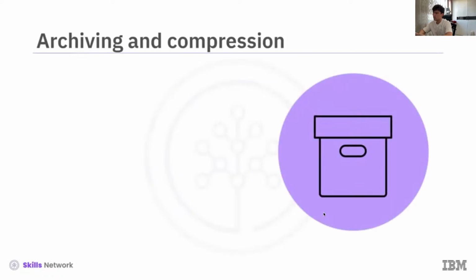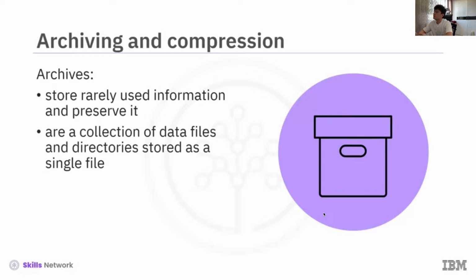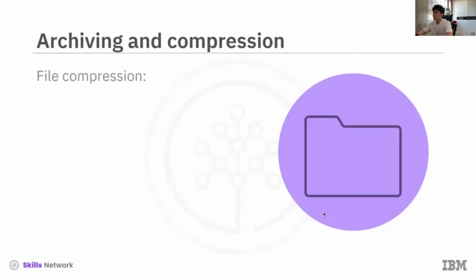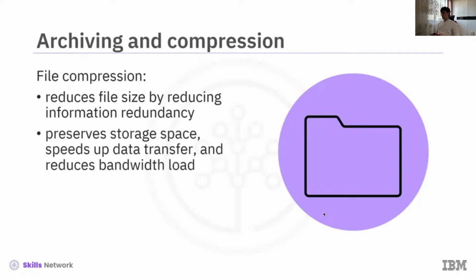Archiving and compression are distinct processes which are usually combined. Archiving is the process of storing information that you don't use regularly, but want to preserve. An archive file is a collection of data files and directories that are stored as a single file. Archiving makes the collection more portable and serves as a backup in case of loss or corruption. File compression, on the other hand, involves reducing the size of a file by taking advantage of redundancy in its information content. The main advantages of compression include preserving storage space, speeding up file transfers, and reducing bandwidth loads.